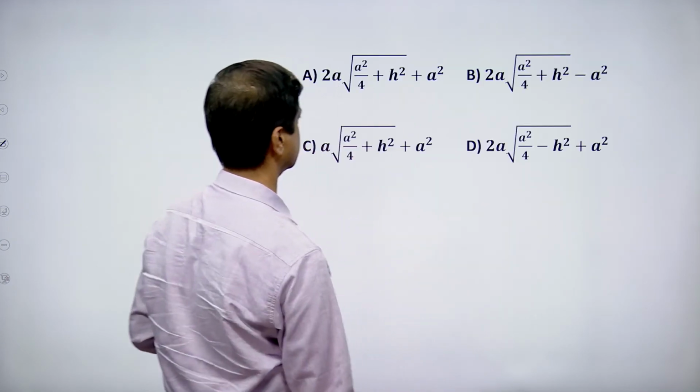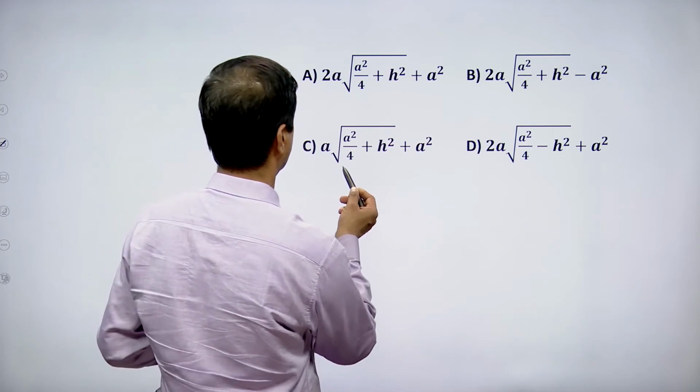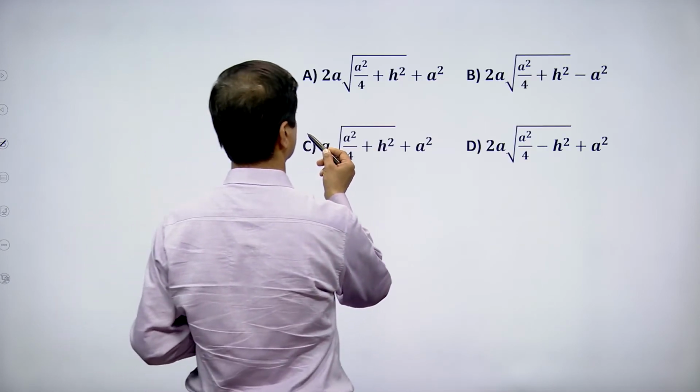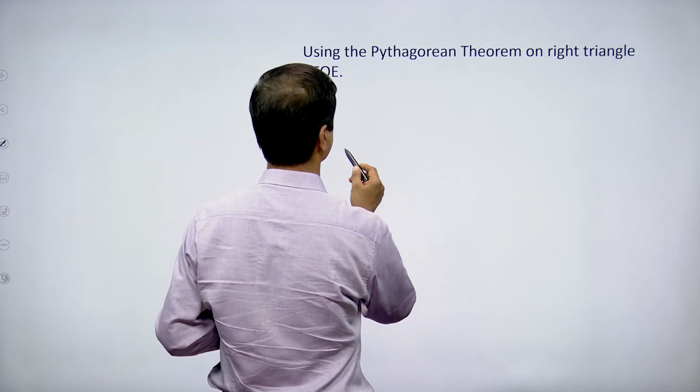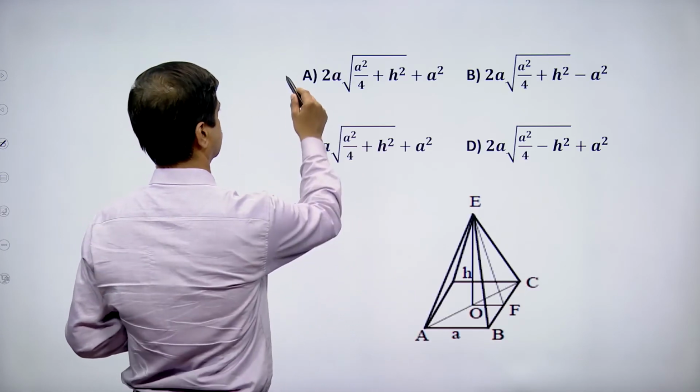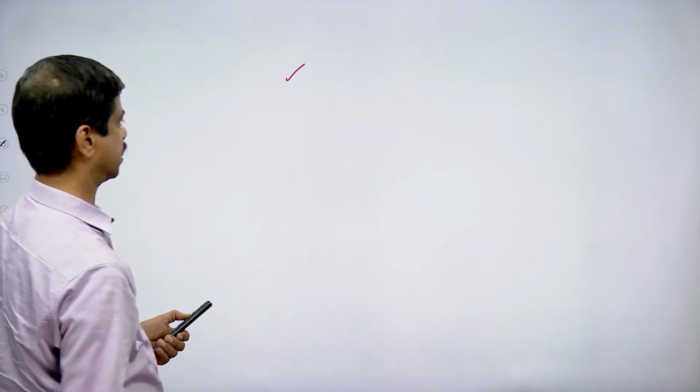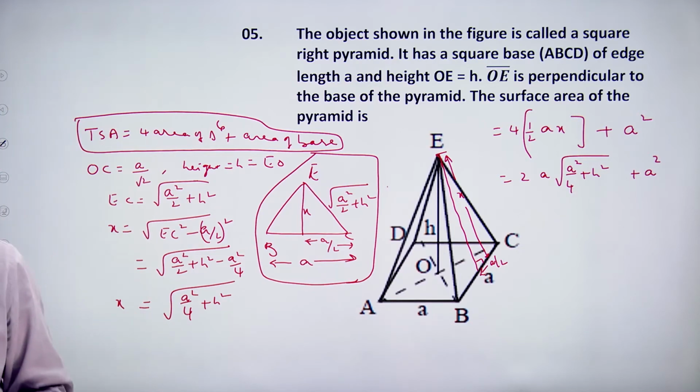This option is there in option A. Okay, that is there in option A. Right, children? Like this. Please note it fast, quick.